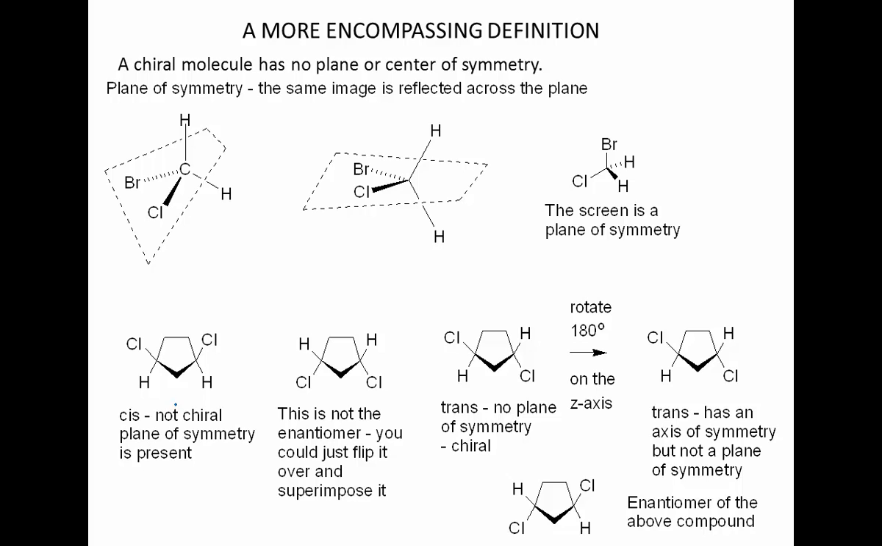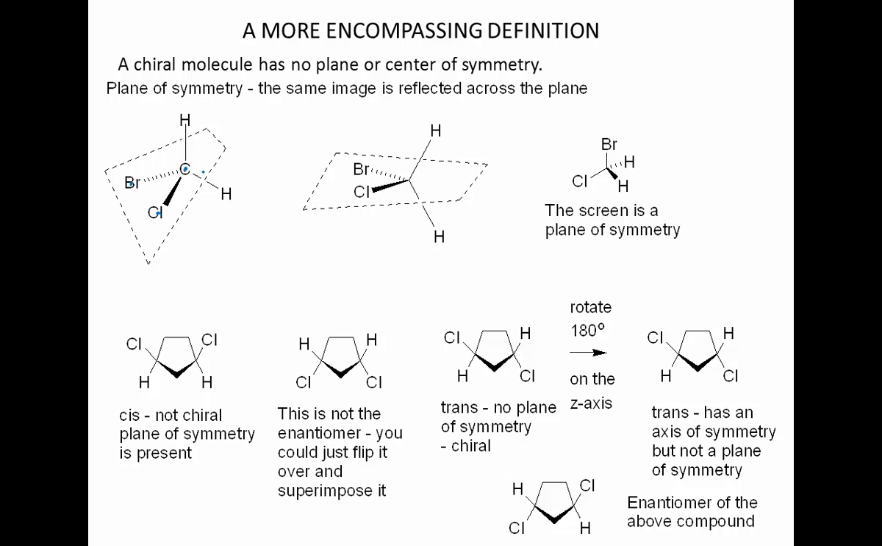Okay. All right, so let's look at a more encompassing definition of chirality. A chiral molecule has no plane or center of symmetry within the molecule. All right, so let's look at this molecule we just looked at. If we take a plane, and it takes 3 points to define a plane, so these are the 3 points that are defining our plane.